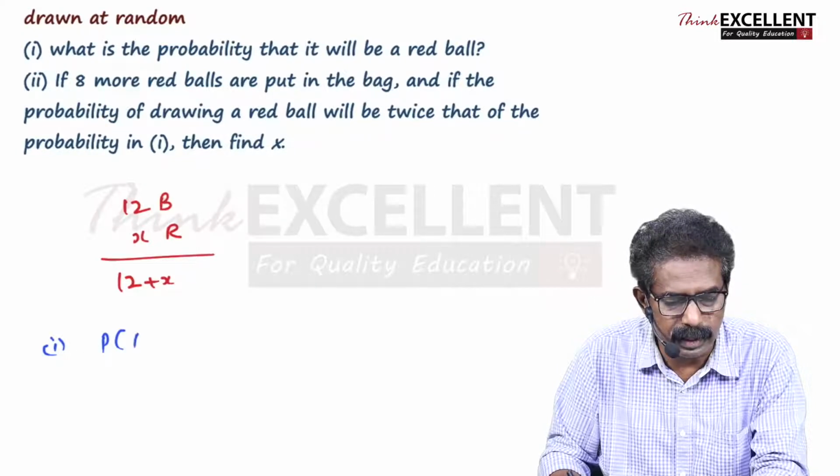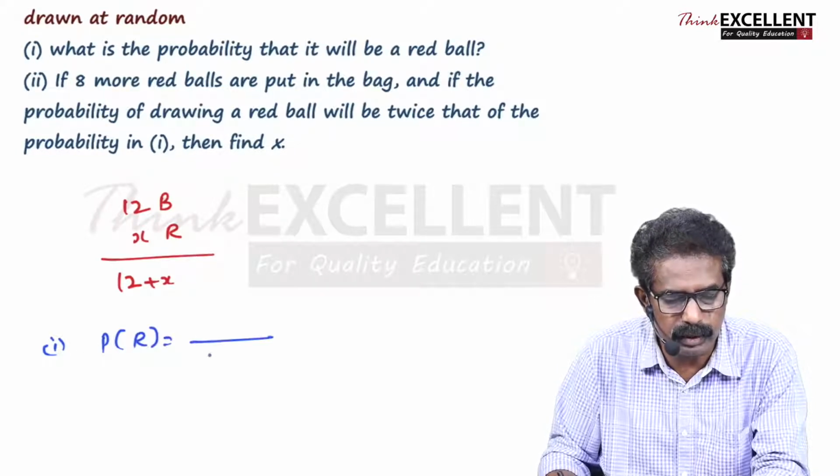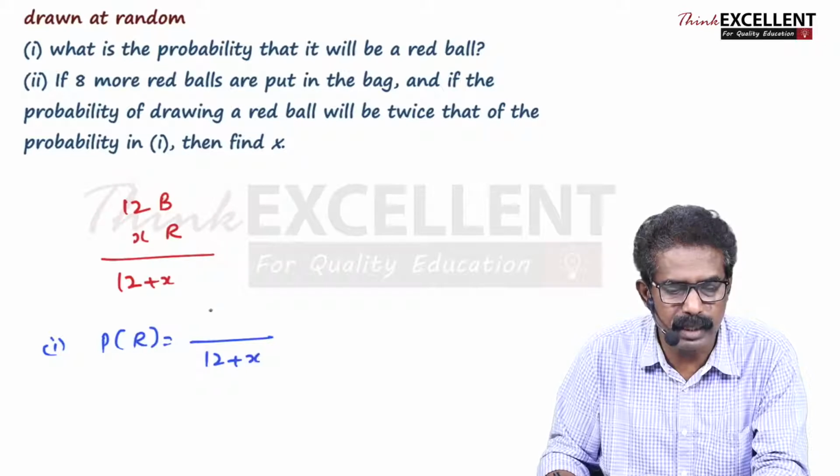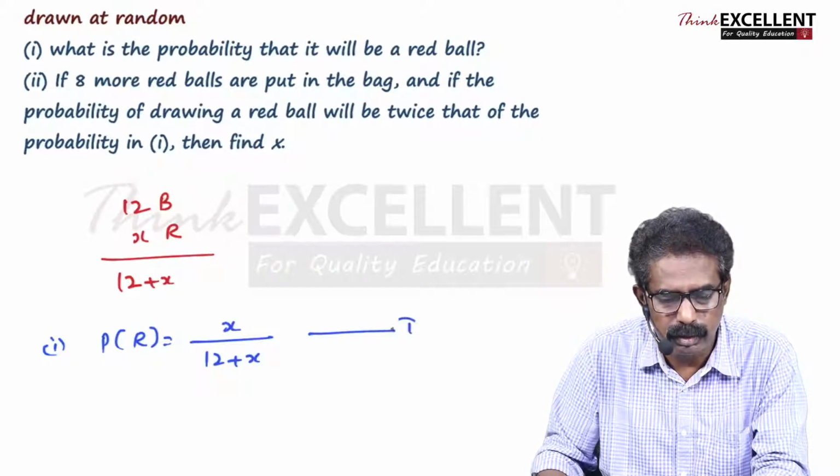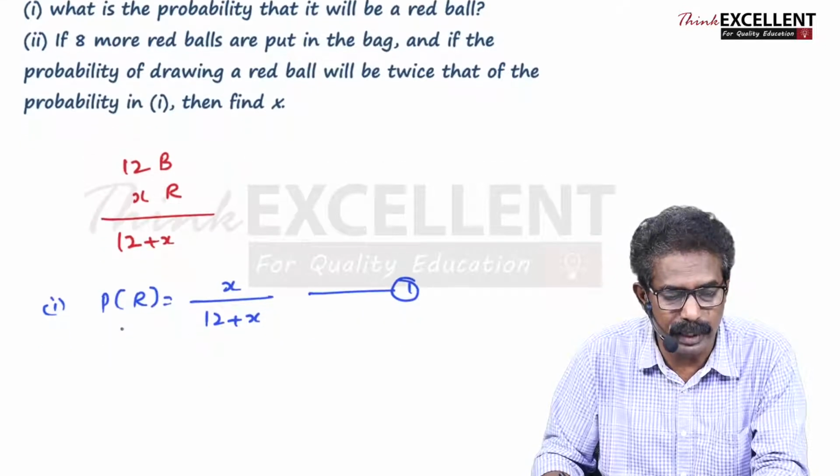Probability that it is a red ball equals favorable cases over total cases: favorable cases, red ball, it is X; total cases 12 plus X. Okay, but X is an unknown, so we have to find and substitute. That we do later.